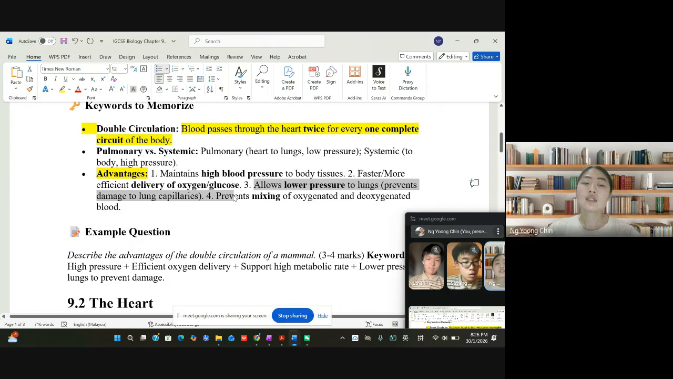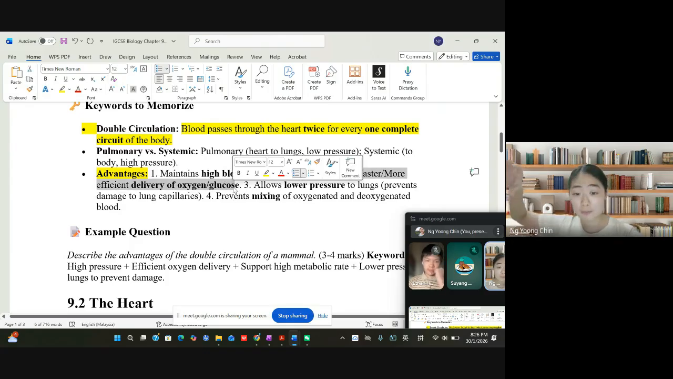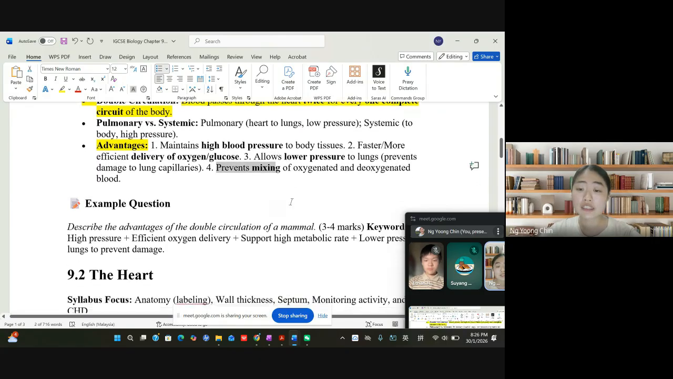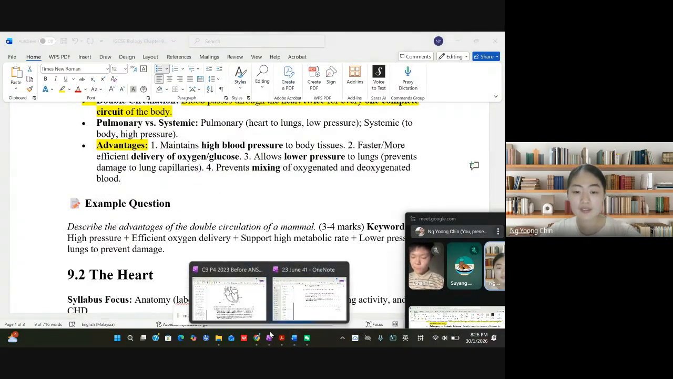And then it can help to maintain high blood pressure in the systemic circulation. So that's why it allows faster or more efficient delivery of oxygen to reach your body cells. And then lastly, it can help to prevent mixing of the oxygenated and deoxygenated blood. So this is very easy for you, I think.